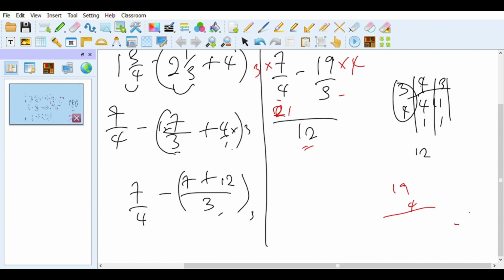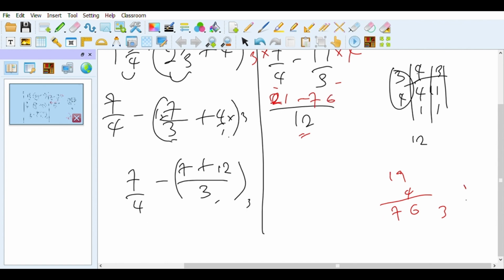times 9 is 36. Carry 3. 4 times 1 is 4, plus 3 is 7. So we have 76. Okay, so minus 76 here.